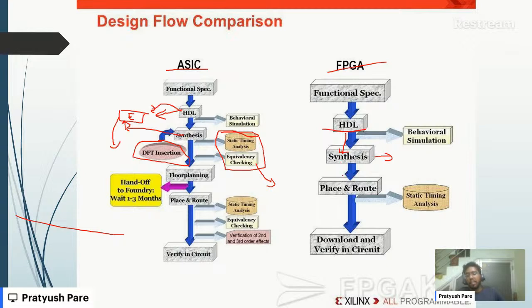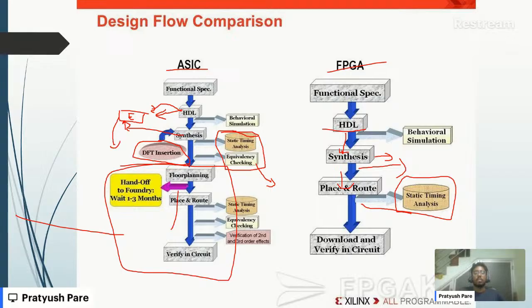Then we have the placement and routing, and after that we do STA here because we know nothing can fail after synthesis. Then we directly download and verify the circuit in the FPGA. But in ASIC we have this much long process and we have already gone through everything. That's why the turnaround time for FPGA is very low and for ASIC it is very high.